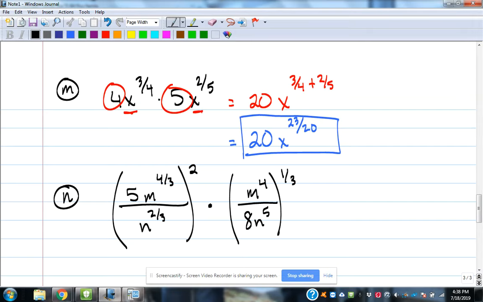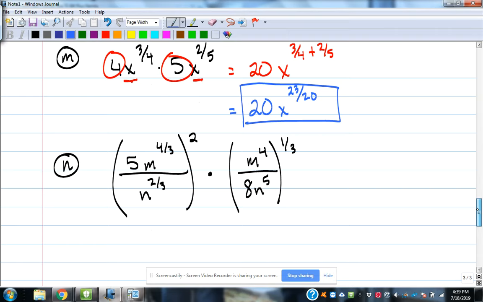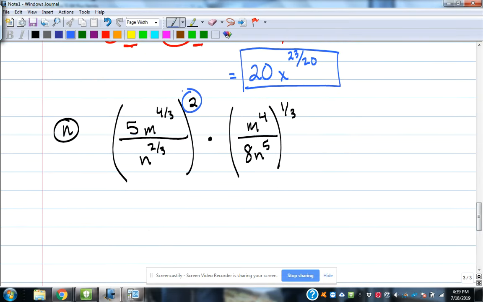So first thing would be to just work each set of parentheses by itself first. They're one problem inside of another problem. So the rule is, since there's a 2 on the outside, it multiplies to every exponent on the inside. So that 5 has a 1 exponent, and that's the one that most people forget, is to say, okay, I got to square that 5, which is 25. And then 2 times 4/3 would be m to the 8/3.